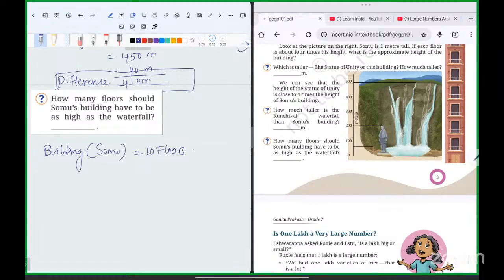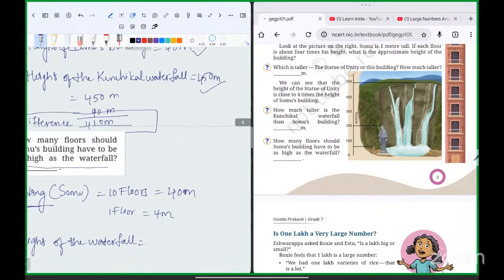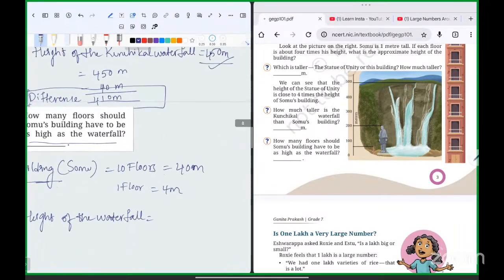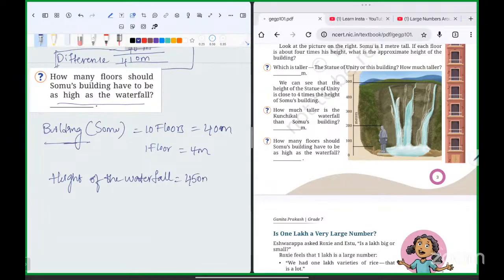Then the height of the 10 floors is equal to 40 meters. So each floor height is about 4 meters. Single floor height is 4 meters. So how many floors must this building be to be as high as the waterfall? So what is the height of the waterfall? Height of the waterfall is equal to, as we have seen in the previous question, the Kunchikal waterfall's height is 450 meters.